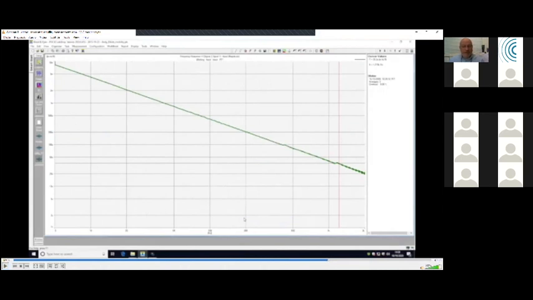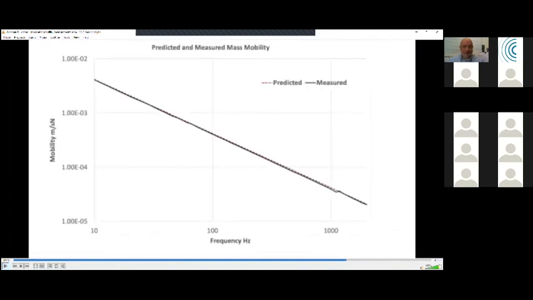And so this is a standard sort of mobility plot for a mass. And we can actually export those results into a spreadsheet and do a prediction. And we can compare measured results with predicted results, which should appear in a moment. And there it is. So you can see there's very good agreement between the predicted and the measured results. And we're actually plotting now the velocity over the force, or 1 over j omega, the mass.